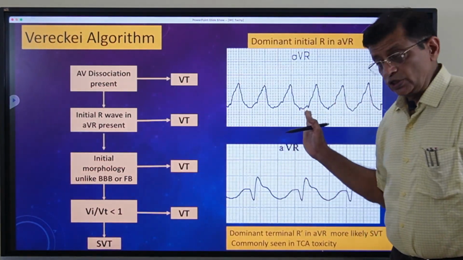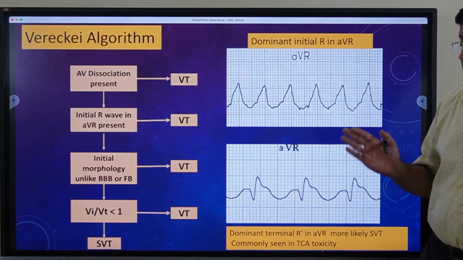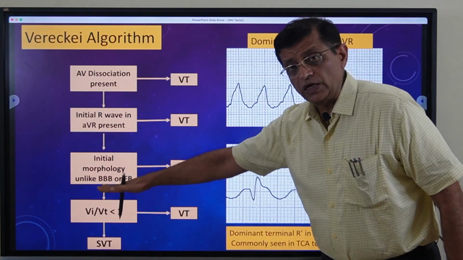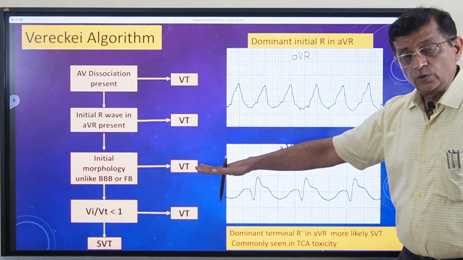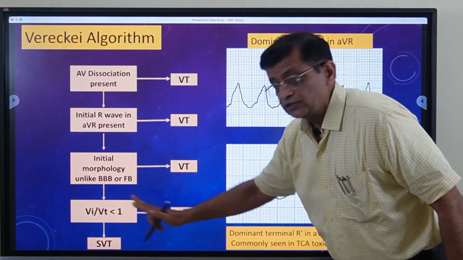If this is also not seen, then look at the initial morphology unlike bundle branch block or fascicular block. If the initial morphology is unlike bundle branch block or fascicular block, then it is likely to be VT. If this is also not seen, then Vi by Vt less than 1.